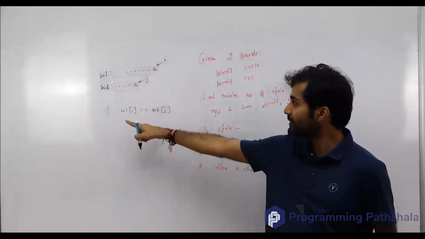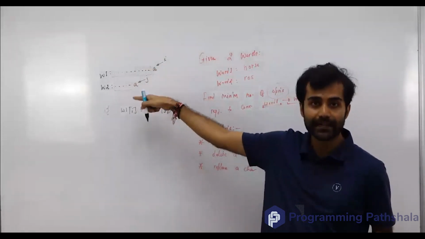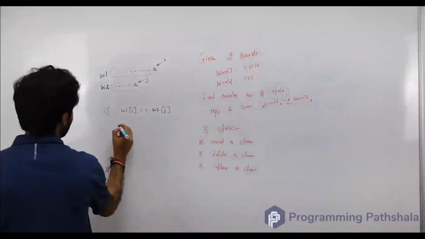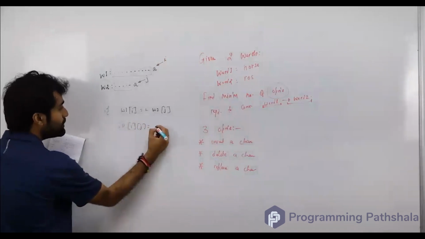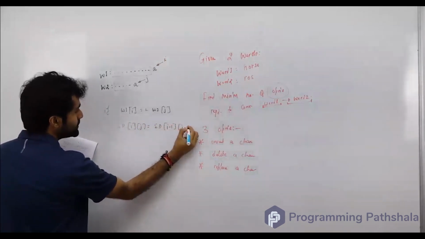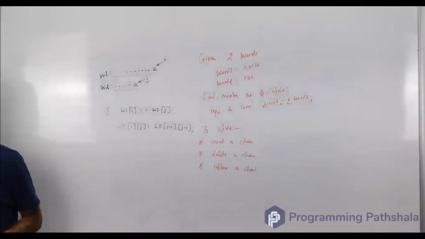So I can say that if word 1 of I and word 2 of J, which is the last characters of the two words, if they are matching, then the edit distance of ij is nothing but the same as edit distance of I minus 1, j minus 1. So again, this is a very, very obvious thing, nothing special about it.